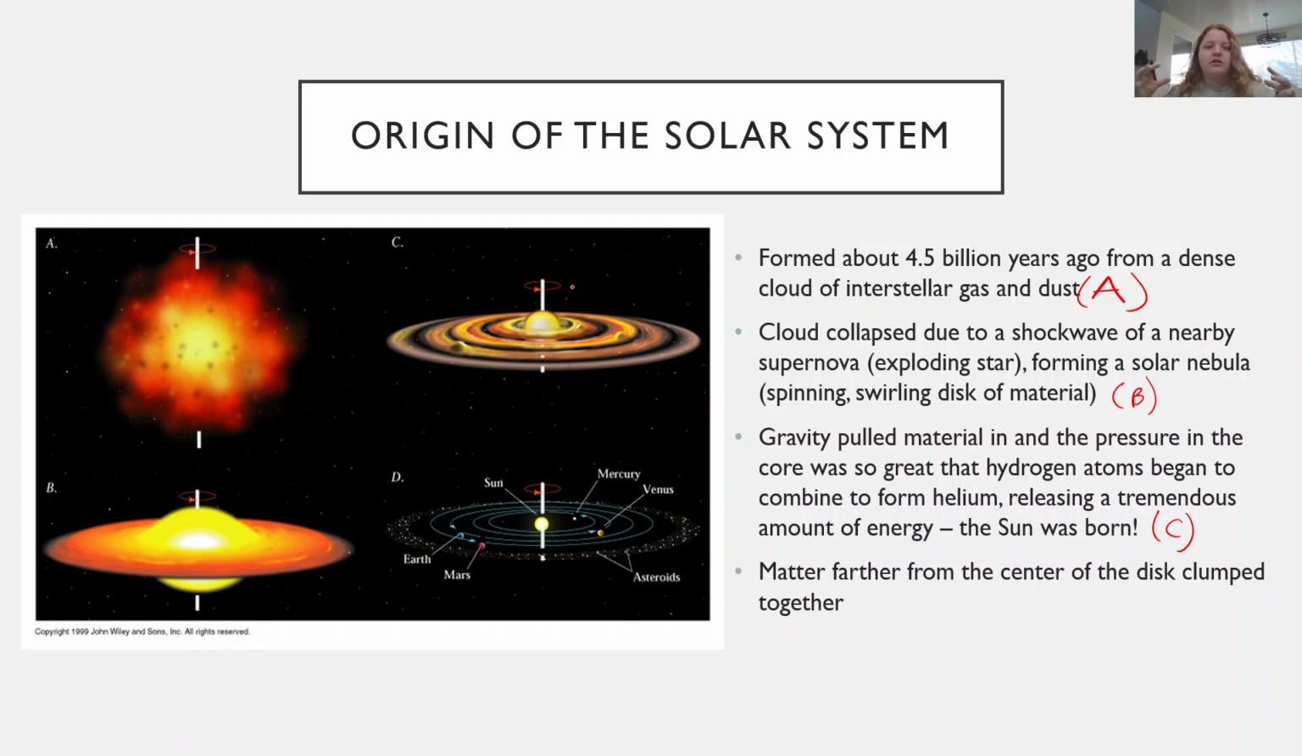Now, there was a lot more material that was still circling the star, the sun here. And so, as time went on, the matter collapsed or combined with each other, clumped together and formed other objects that are in our solar system. So we've got asteroids, we have our terrestrial planets, and then on the very outskirts, we would have our gas giant planets or our giant planets. Okay, so this is the basic idea of what is thought to be the origin of the solar system.